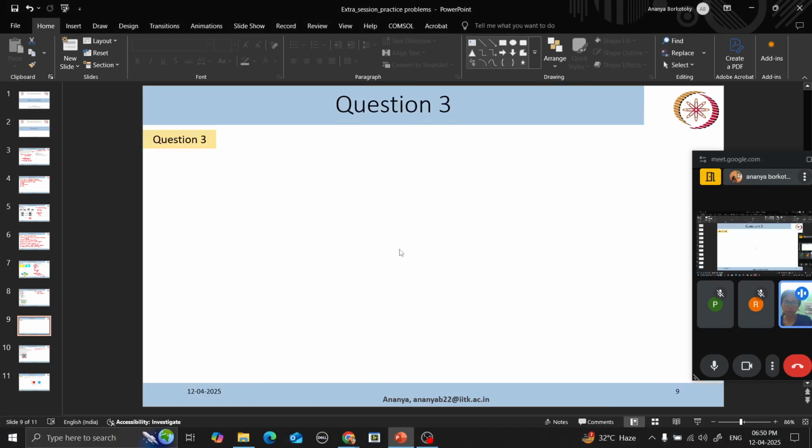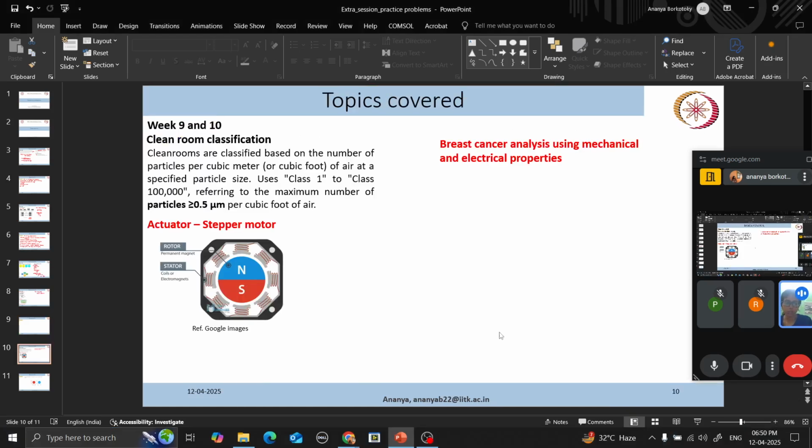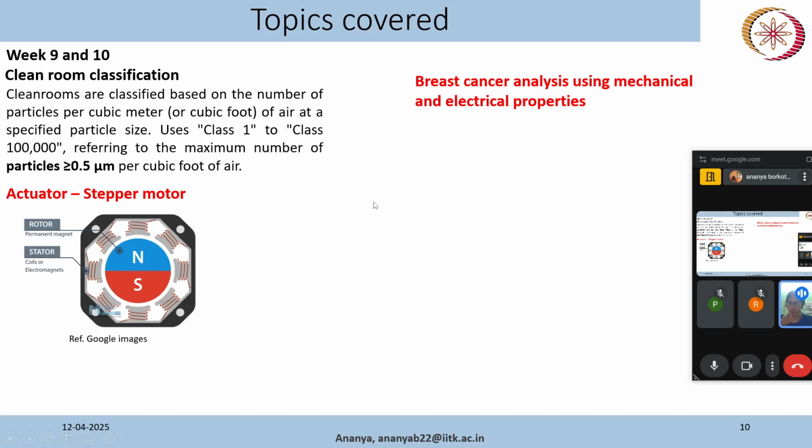So let me quickly go to last week's content, and maybe we can take a question. Last week, we discussed clean room classifications. I have given the definition here for your reference. There are two types of classification: ISO standard and FED clean room standard. So we should remember both of these. The figure is given in the lecture notes.